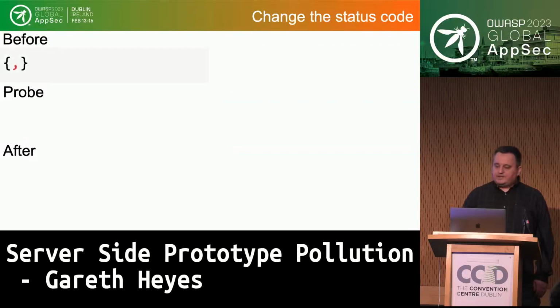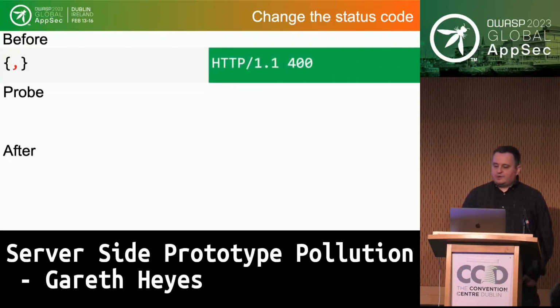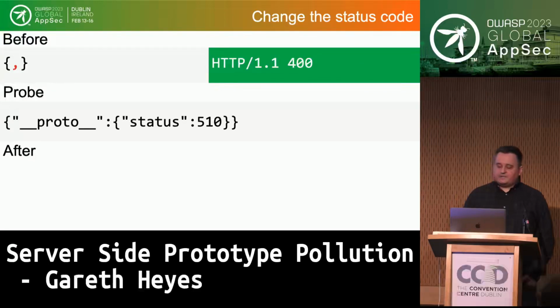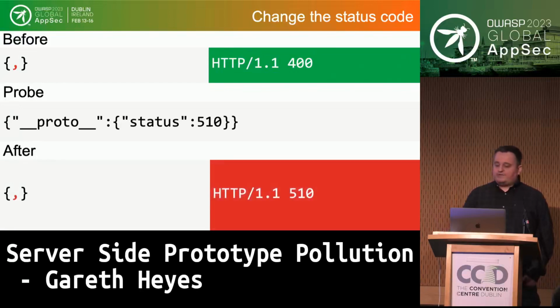So this technique uses the status code to determine if prototype pollution has worked. I've included here, I don't know if you can see, it's pretty difficult from over there probably, a JSON request with a comma. It's an intentional comma that causes a bad request response code. Then we inject our probe that adds an arbitrary status. In this case, I'm using the 510 not extended status code. And then we send our probe again with some invalid JSON. What we get back from the server is a 510 response code, which is perfect, because that proves that the prototype pollution has happened.